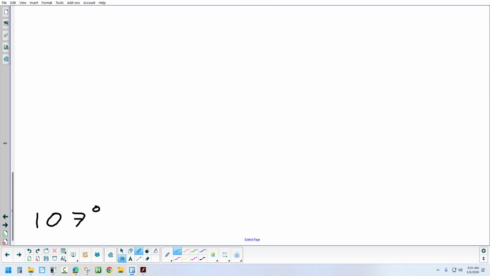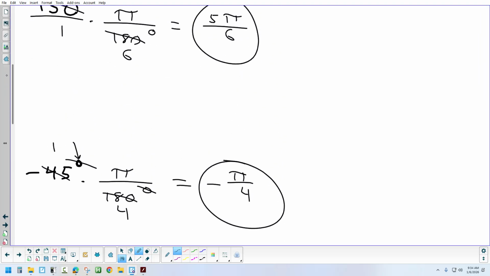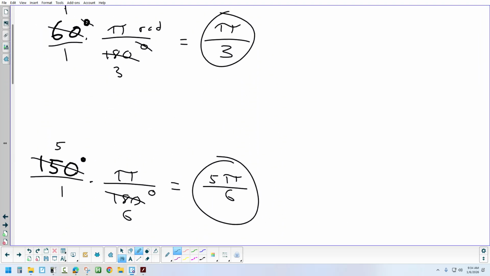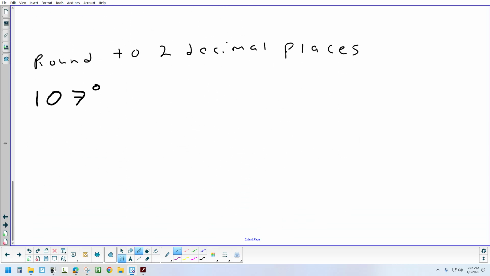All right, let's try this one. Let's do 107. Now, 107, that's not a special angle. Multiples of 30 and 45 we generally consider special. So all the ones that I did so far had pi in them. When you do an angle that's not a multiple of a 30 or a 45, they usually tell you to round. On the test, there will always be directions telling you to round or not round. All right.